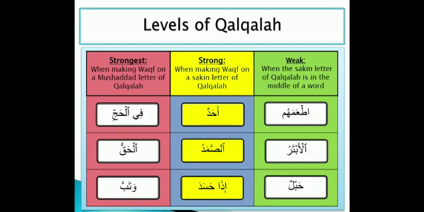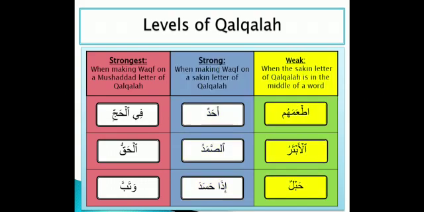In the second level, when making a waqf on a sakin letter, so the dal, if you look at the example ahad, the dal turns into a sakin when we stop on ahad, and the level of Qalqala will be strong. In the second example, samad, the dal will be a sakin when you stop on this letter, and the level of Qalqala will be strong. And in the third example, hasad, the dal will be sakin when we stop on this letter, and the level of Qalqala will be strong.